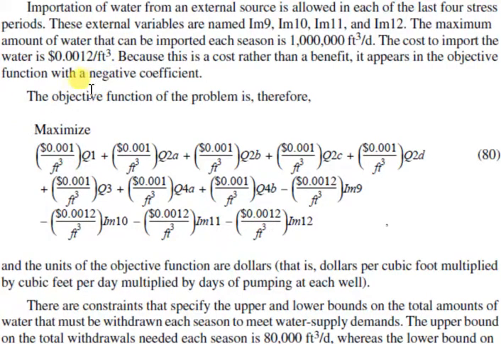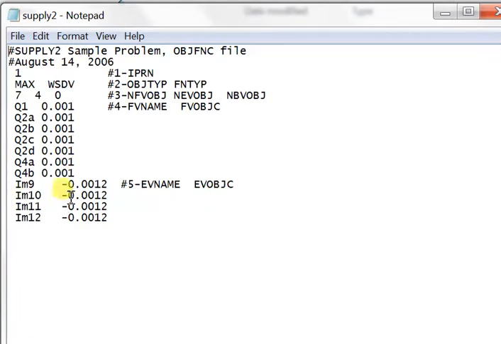So the objective is to maximize the withdrawn water, which is cheaper, and minimize the imported water. And here you can see those coefficients assigned in the objective function. And here also is a good example of where the weighted sum of decision variables is useful, because it will multiply the flow rate by the duration of the flow to produce a volume of water, so that the units in the objective function work out.